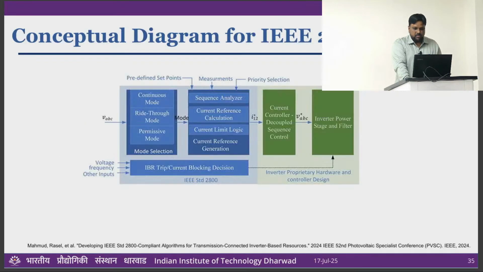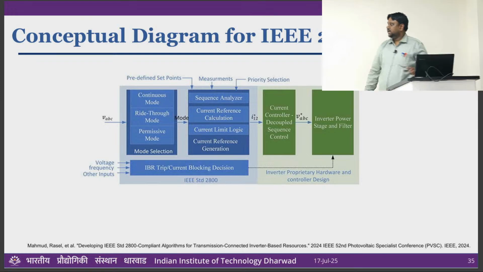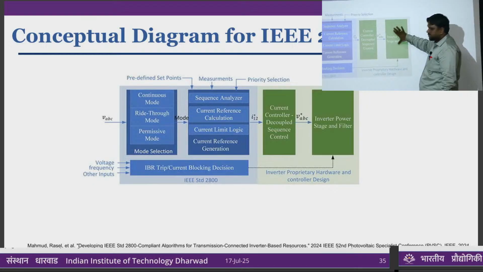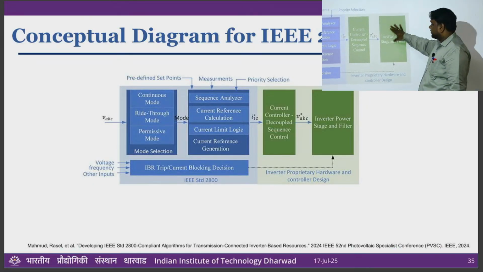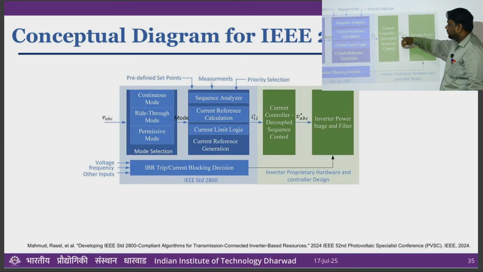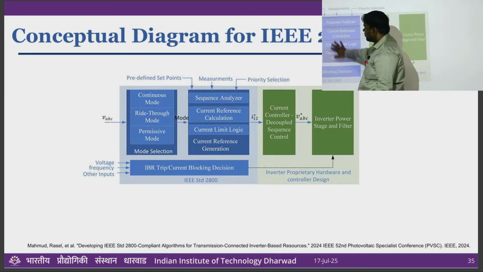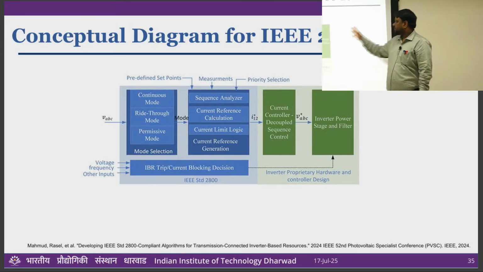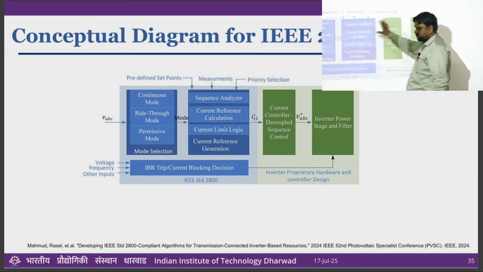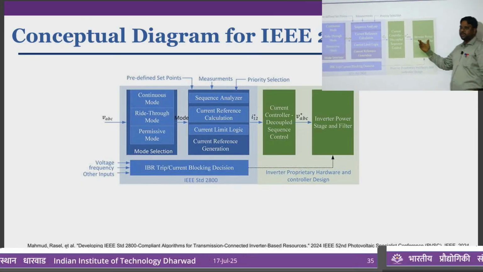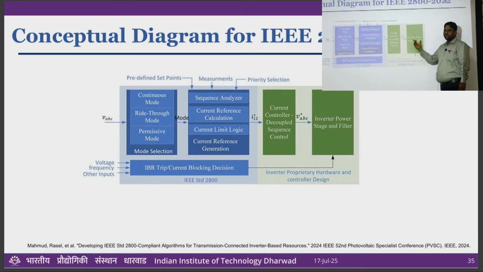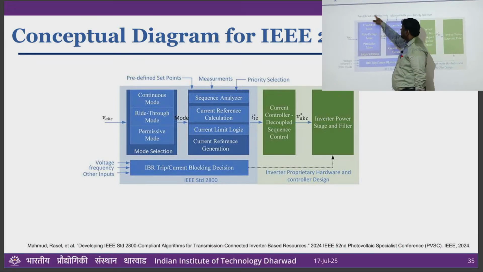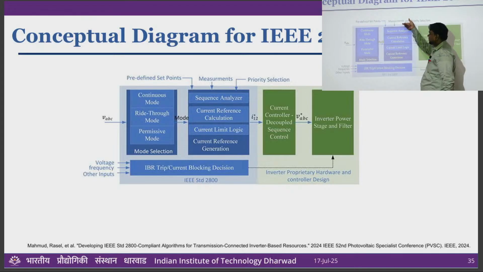I think we are done. I'll share this slide. So basically at the end of the day, this is your inverter power stage and filter. Okay, this is your controller input, and outside, in blue color, is all that we discussed. So if you can achieve all these things, this inverter power plant can be called a grid code compliant inverter. Okay, and you can see predefined set point, measurement, priority selection, all are coming.